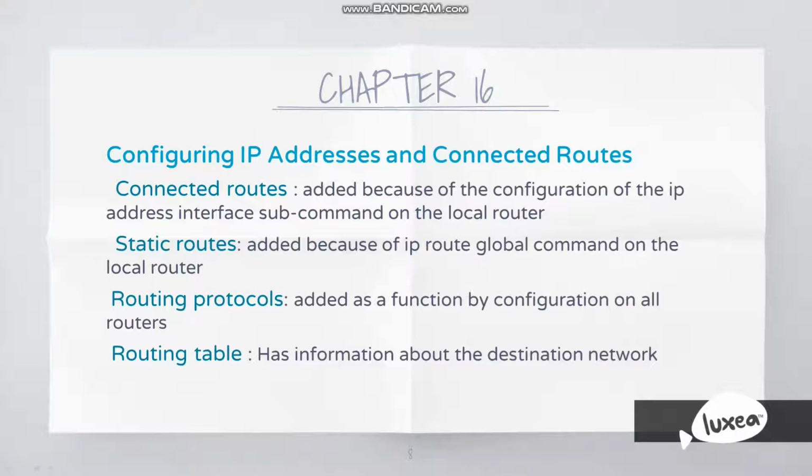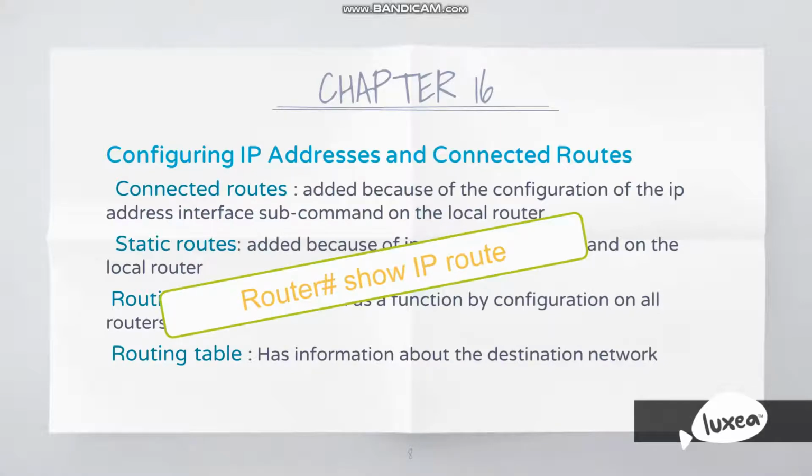It makes decisions through the routing table. In addition, the routing table has information about the destination network and which way to get to the network, and places only the optimal routes in the routing table. The command to view the routing table is show ip route. And this is exactly how it looks when we do show ip route.